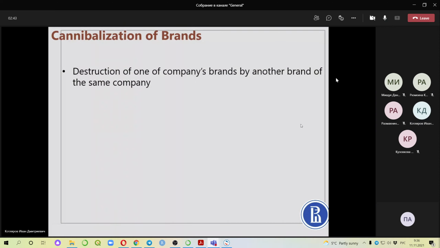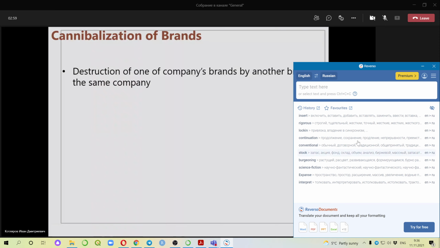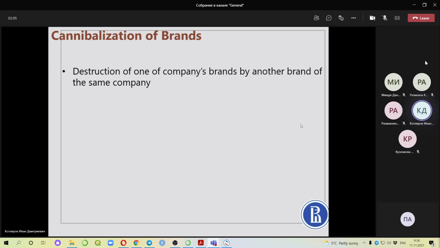Isn't that the same example with Coke Zero? Absolutely correct. In this case, what do we have? In case of cannibalization, the problem is that we get two or more brands which are targeted to the same audience, and the brands have similar features, so to say. In this case, members of our target audience.